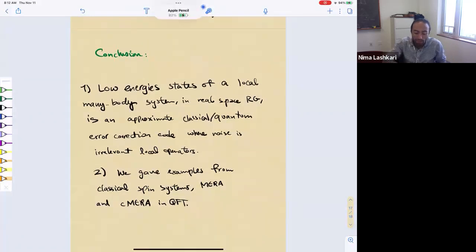In conclusion, we discussed that low energy states of a local many-body quantum system in real space renormalization group form an approximate classical or quantum error correction code, where noise is irrelevant local operators. We give examples from classical spin systems, MERA, and Symmetry in quantum field theory in 1+1 dimensions. But this example generalizes to massive quantum field theory in arbitrary dimensions.